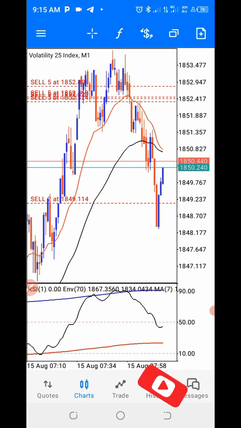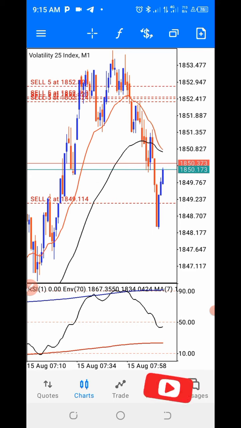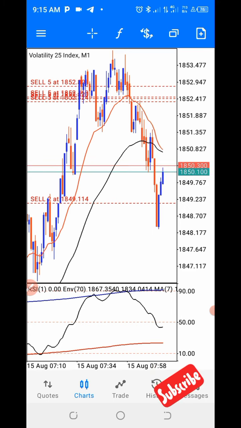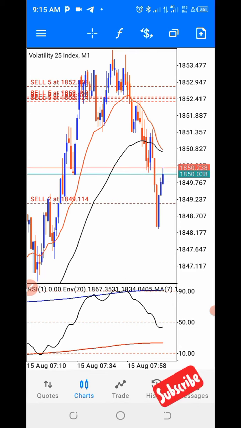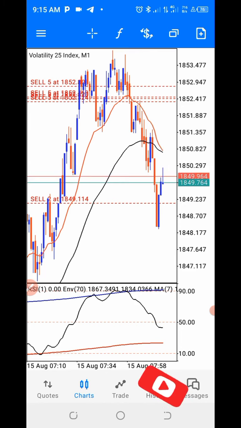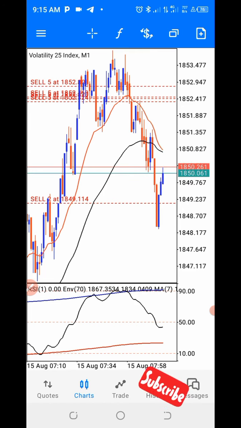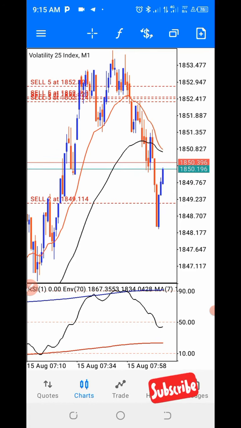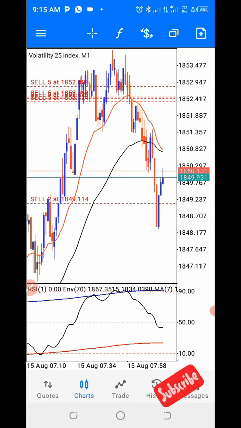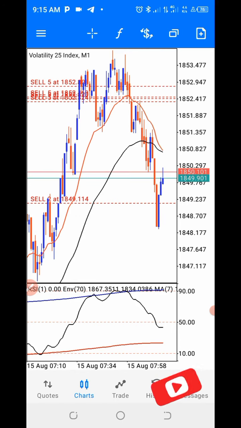So the strategy works perfectly on 1 minute time frame and 5 minute time frame, since it's a scalping strategy. Right? So we are going to be using two indicators on the main chart and two indicators on the indicator window, right? So making it 4 indicators that we're going to be using.